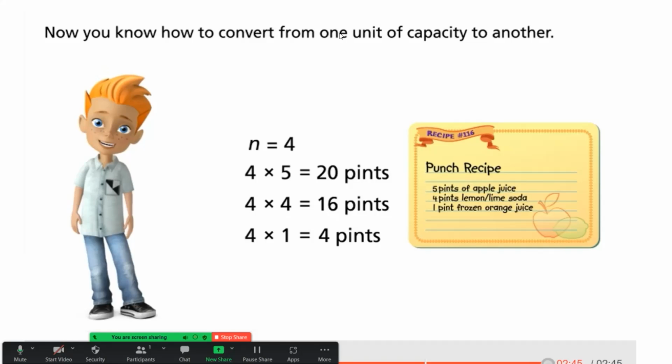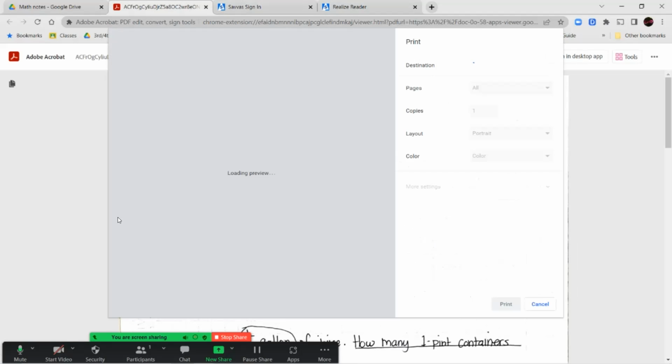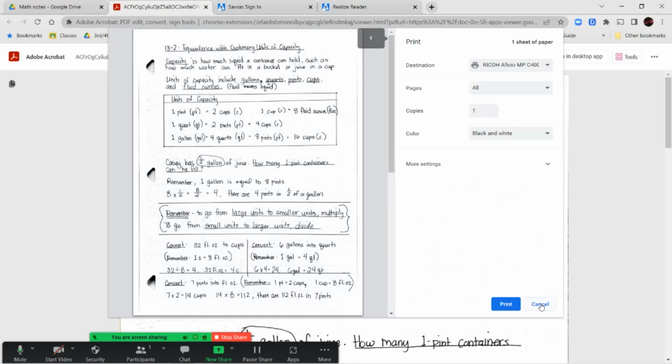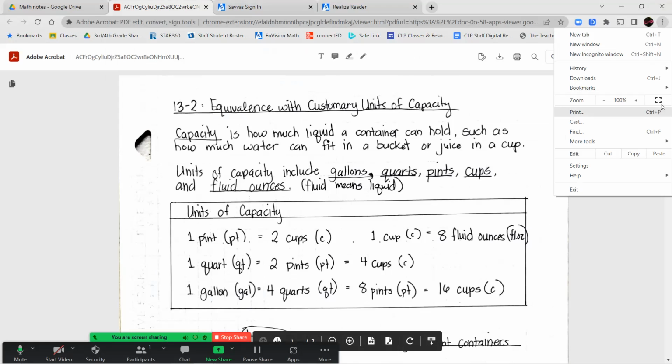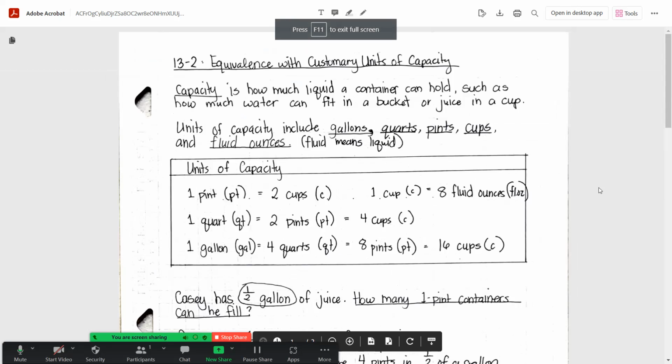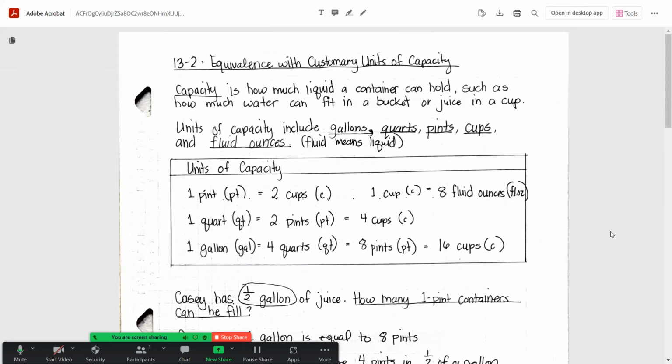Okay, now that we finished our short video lesson, let's go over our notes and our guided practice. Now for 13-2, we're going to focus again on customary units of capacity. So again, we're looking at liquids. Capacity is how much liquid a container can hold, such as how much water can fit in a bucket or how much juice can fit in a cup.